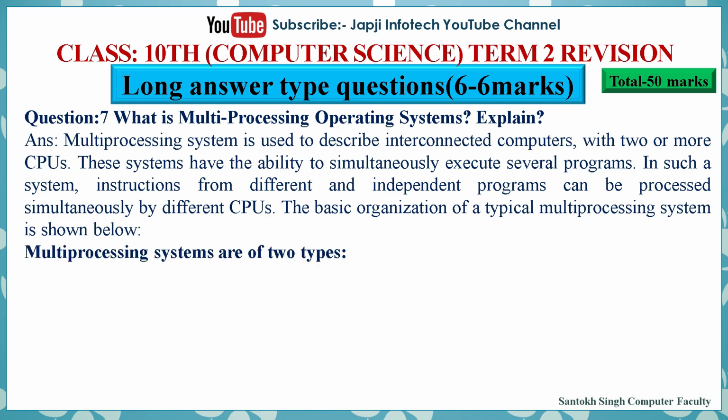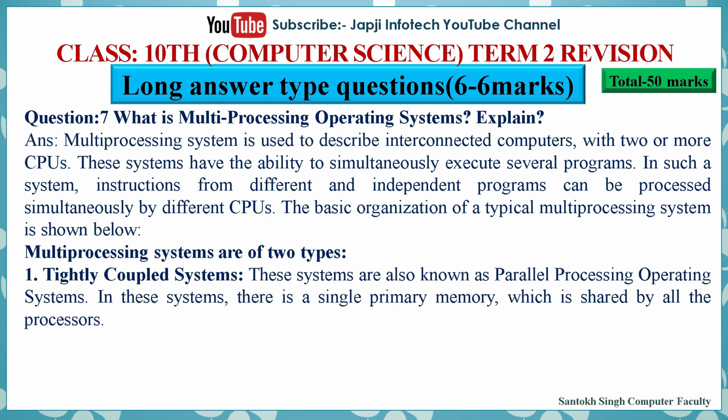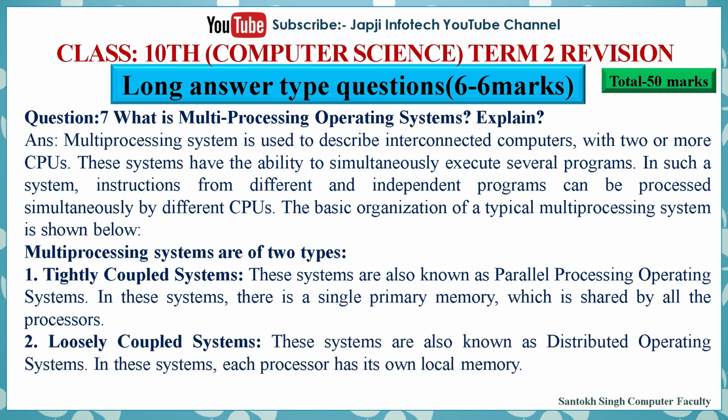So multiprocessing systems are of two types. The first one is tightly coupled system. These systems are also known as parallel processing operating system. In this system, there is a single primary memory which is shared by all the processors. And second one is loosely coupled system. These systems are also known as distributed operating system. In this system, each processor has its own local memory.